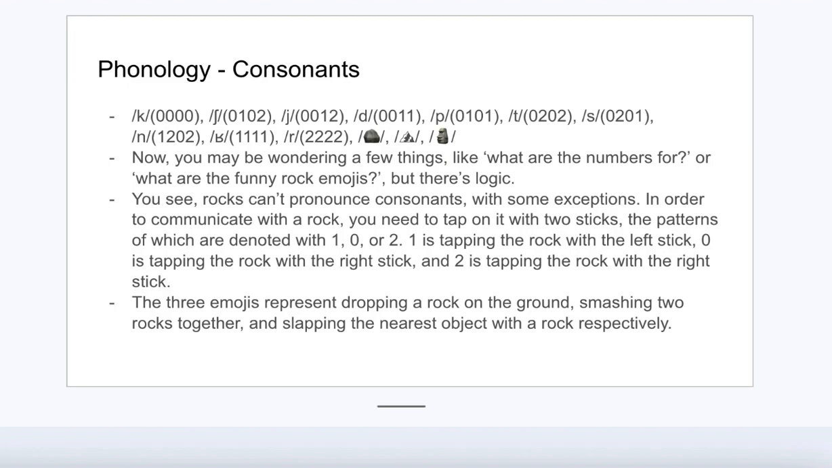See? The three emojis represent dropping a rock on the ground, smashing two rocks together, and slapping the nearest object with a rock respectively. In the lexicon bit, well, more like the B-movie stuff, the nearest object is going to count as the floor because I didn't have enough room for anything else, and I didn't want to destroy my house.